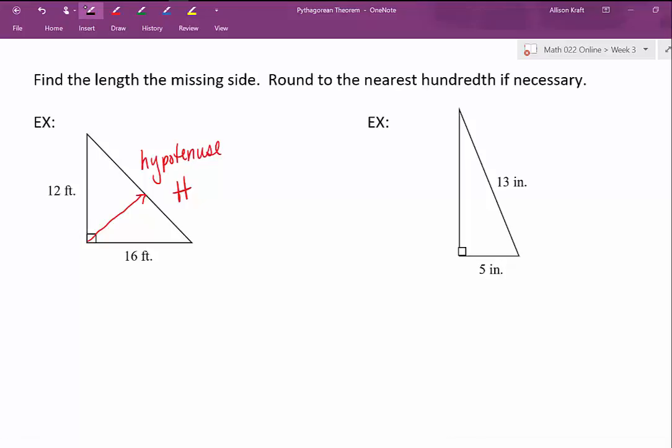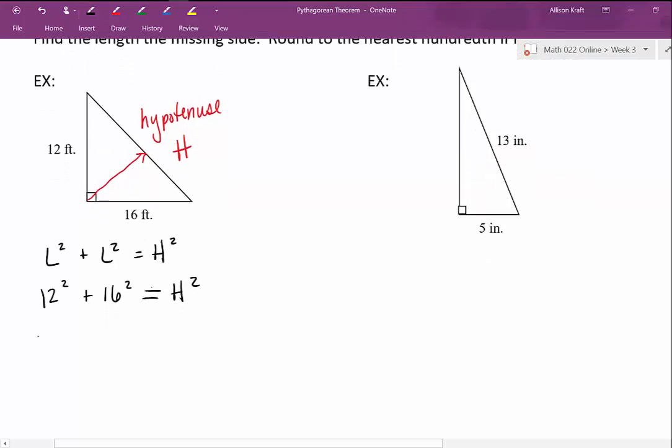Now I'm going to use the Pythagorean theorem to solve for the hypotenuse. The Pythagorean theorem states leg squared plus leg squared equals hypotenuse squared. We plug in the numbers. 12 squared plus 16 squared equals our hypotenuse squared. Squaring 12, I get 144. Squaring 16, I get 256 equals h squared. Adding those like terms on the left side, I get 400 is equal to h squared.